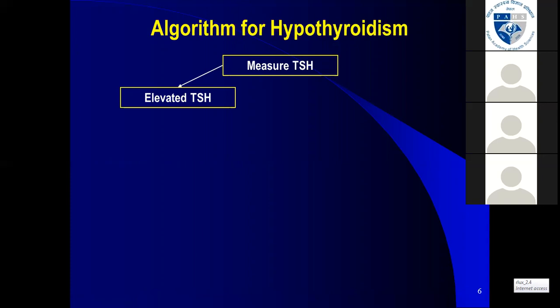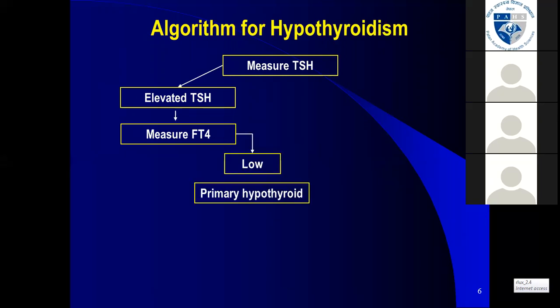If the elevated TSH is found, then we should measure the free T4. I have already mentioned that we are talking about free unbound thyroxine. This T4 means tetraiodothyronine, also known as thyroxine, and 99% of the T3 and T4 are bound with plasma protein, but the free one, biochemically and biologically, works as a functional unit. So if there is low T3, T4, then it could be primary hypothyroidism.